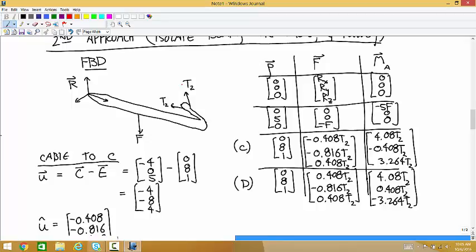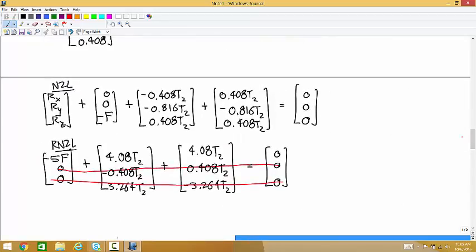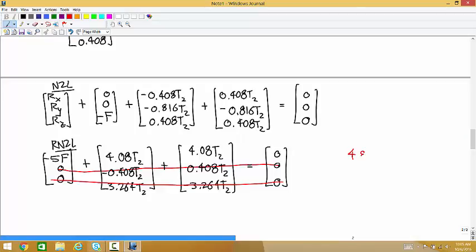Any questions about that one? Yeah. So the variables are R, X, Y, and Z, and then T2. And you do it all in terms of F. Any other questions on that one?